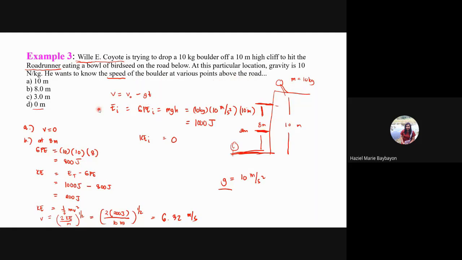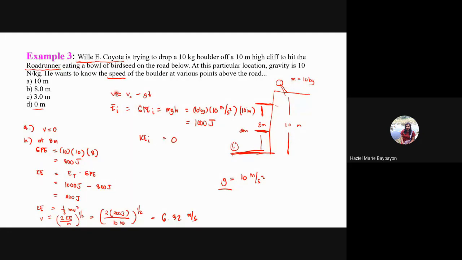So how do we solve this one? We can actually solve this if we are given the time. If the time is given, we can solve this using one of the 4 kinematics equations. So this one: V, the final velocity, is equal to V naught minus gt. But time is not given, so we will use the conservation of energy principle to calculate the speed.